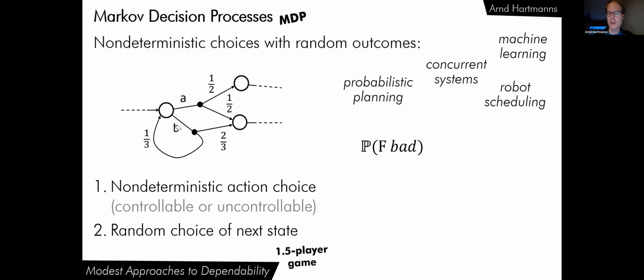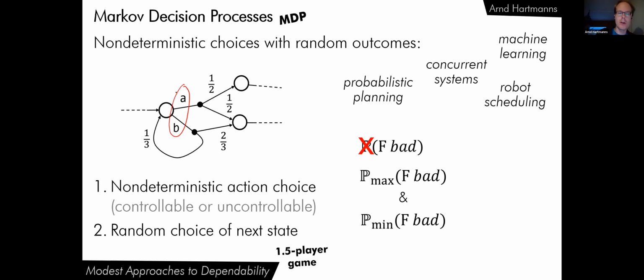The problem here, of course, is there's no more single probability for something bad to happen. You simply have a range of probabilities depending on how you make these choices. Do you always do A? Do you always do B? Do you do A half the time, B half the time? Or maybe after 3 steps, you change your decision. So you have an optimization problem.